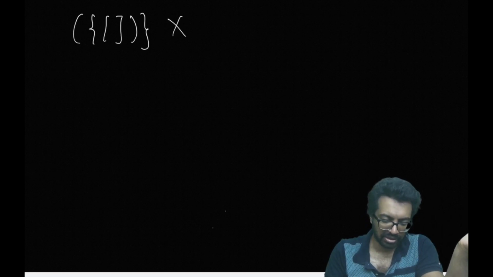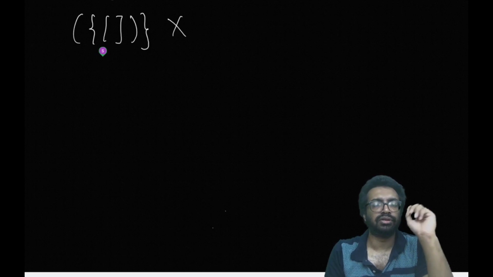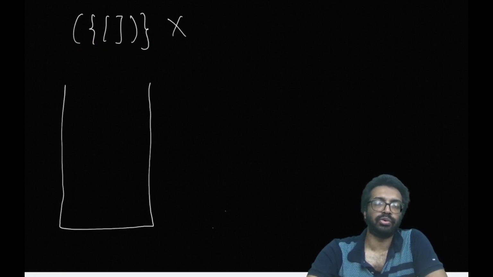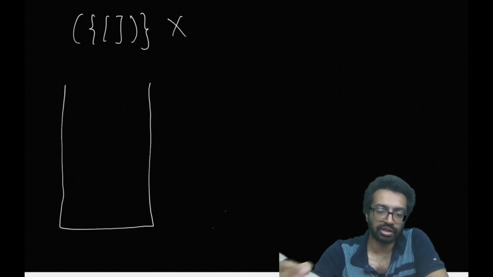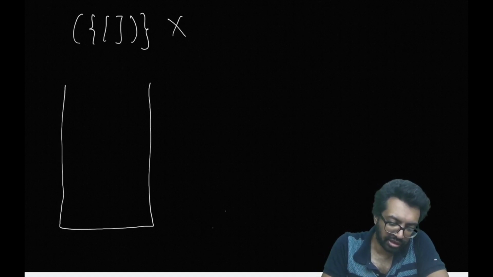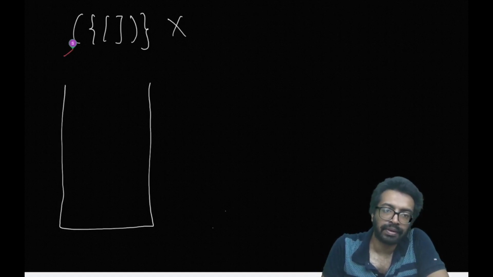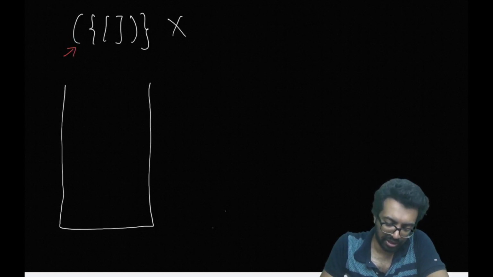What are the open brackets? So these are open brackets. These three are open brackets. On the other hand, these three are closing brackets. Our algorithm is going to do the following. Whenever it sees an open bracket, it's going to push it into the stack. So our pointer initially is here, and it's going to push the open bracket into the stack.